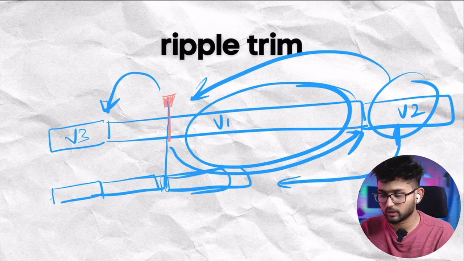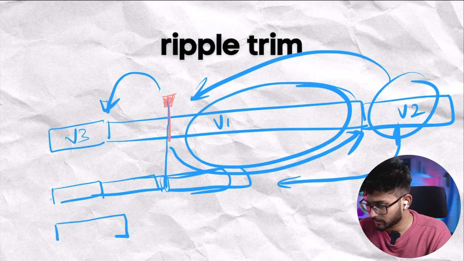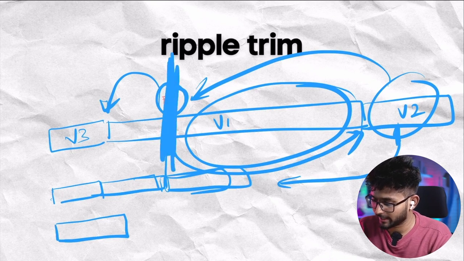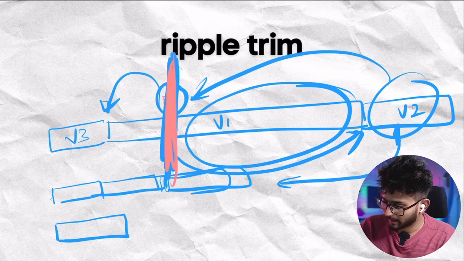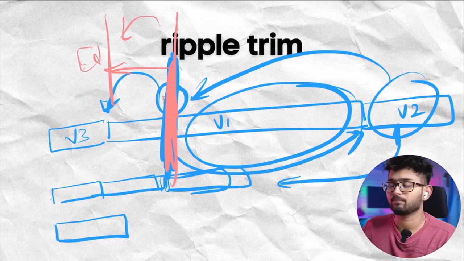And similarly, if you do the ripple trim towards the left side, here, this is the playhead that we have. Now if you perform ripple trim, everything which is present between the playhead and the previous edit point will be deleted.